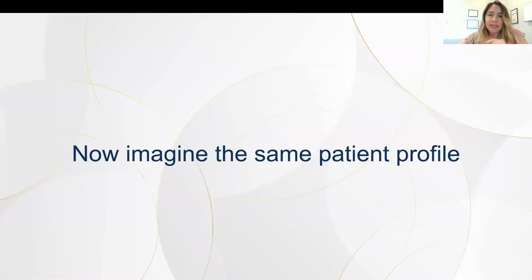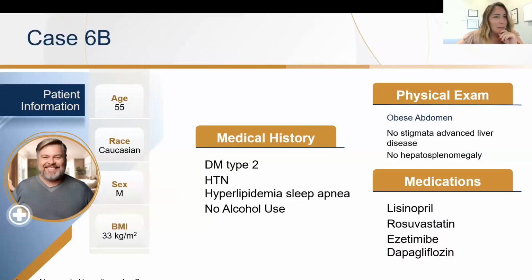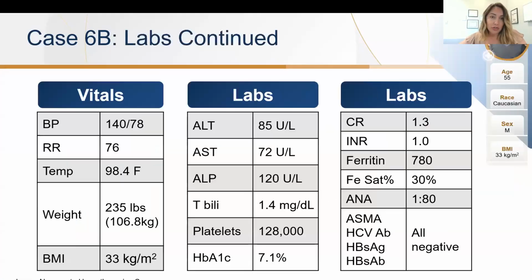And so now we're going to think about the same patient. Couple things are a little bit different. So this is a 55-year-old Caucasian man, same BMI, 33. He has the same medical history: diabetes, hypertension, hyperlipidemia, sleep apnea, denies alcohol use, same physical exam, same medications, same set of vitals, same lab profile, with the exception that his bilirubin is a little bit more elevated at 1.4.